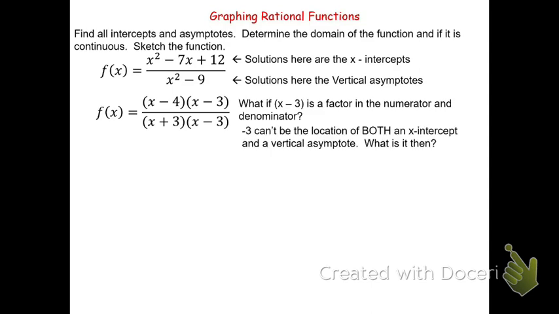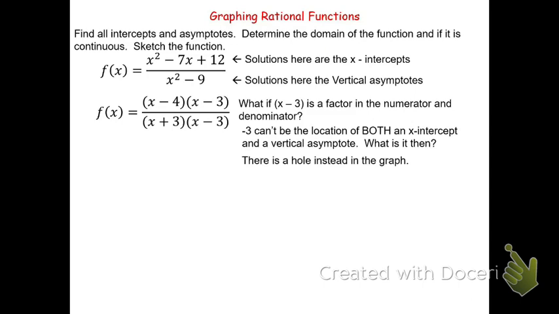3 can't be both an x-intercept and a vertical asymptote. It can't be a point on the graph, being an x-intercept, and a point where the graph is undefined, being a vertical asymptote. That doesn't make sense. So what is it then? This is what we call a hole. It's a removable discontinuity. It's a little single point that the graph does not exist at.